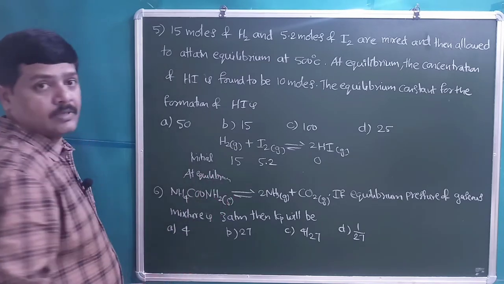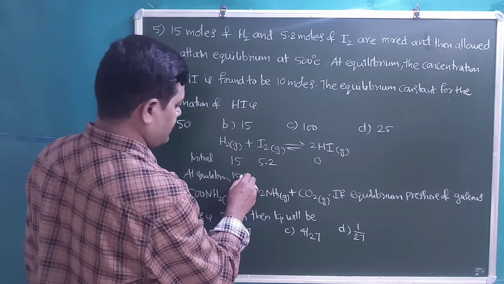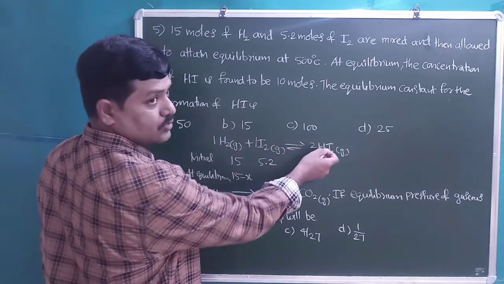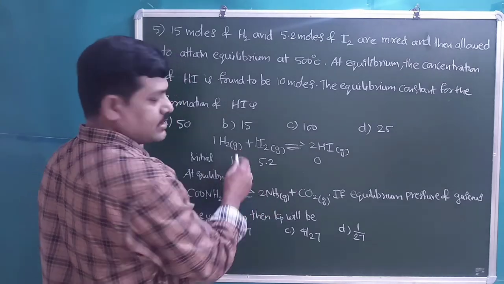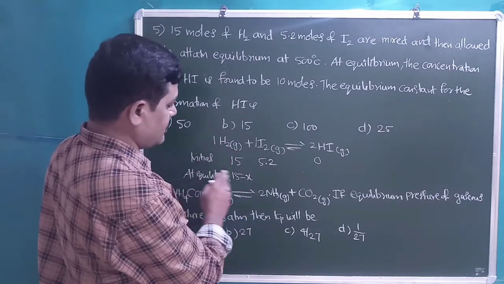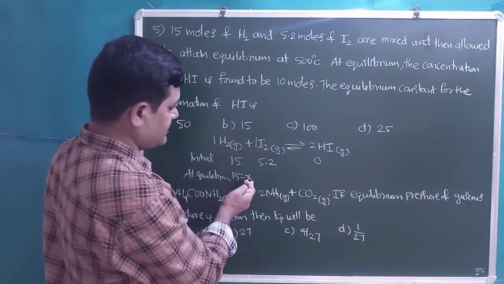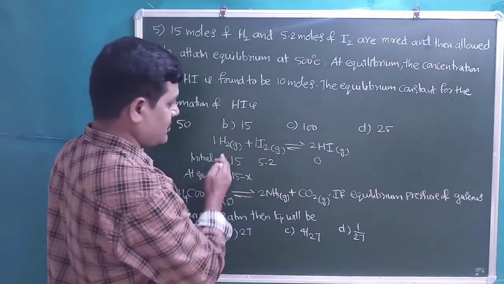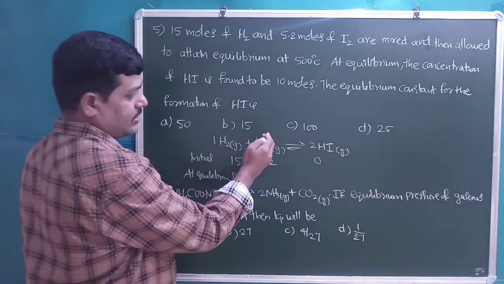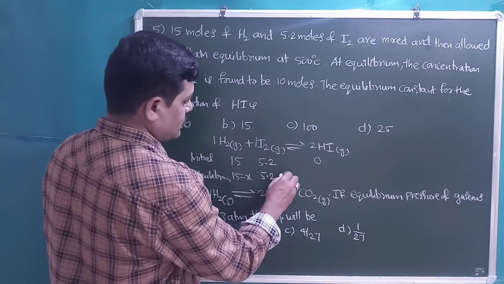let us assume that the number of moles of H2 reacted is X, right? Remaining moles will be 15 minus X. Here the mole ratio is 1:1:2, right? We are assuming that X moles of H2 reacted. Remaining moles of H2 at equilibrium is 15 minus X. Similarly, if X moles of H2 reacted, I2 also X moles reacted. Remaining moles of I2 at equilibrium is 5.2 minus X.